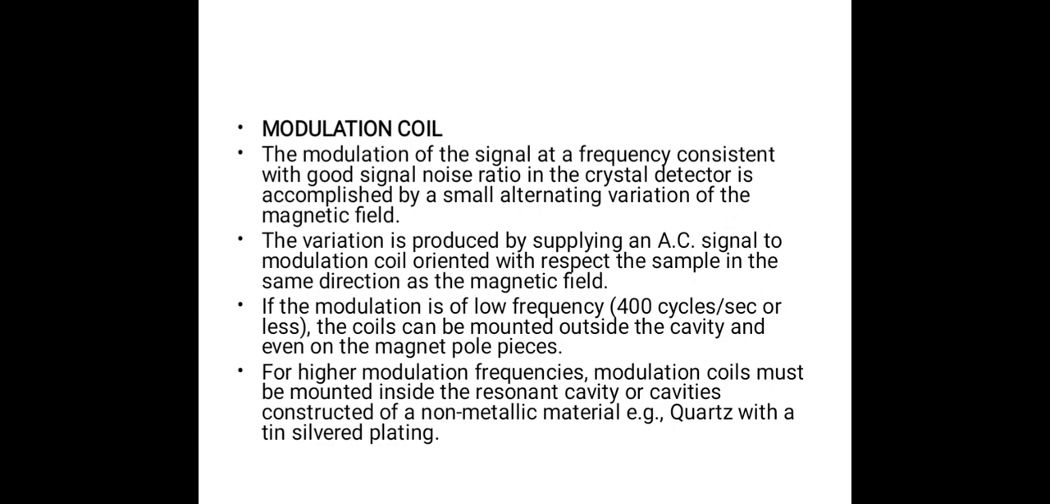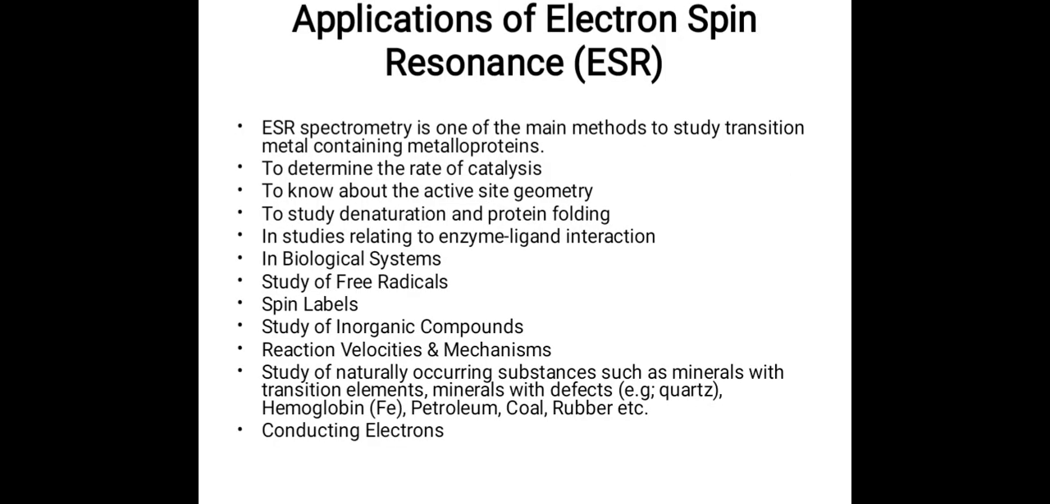If the modulation is of low frequency, the coils can be mounted outside the cavity or even on the magnetic pole pieces. For higher modulation frequencies, modulation coils must be mounted inside the resonant cavity, or cavities constructed of a non-metallic material, quartz with a thin silver plating. Display devices. In order to observe the signal, systems connected with different devices can be used.